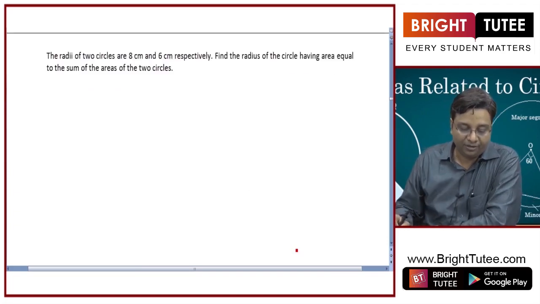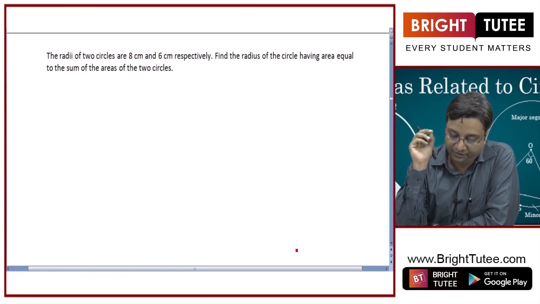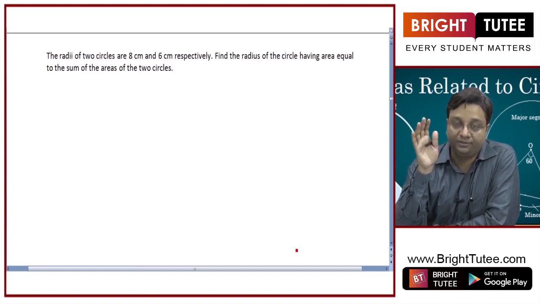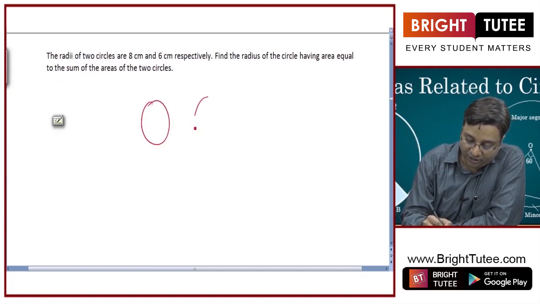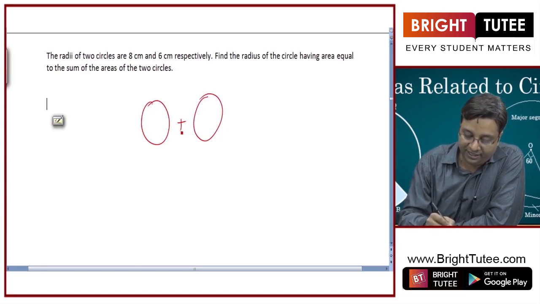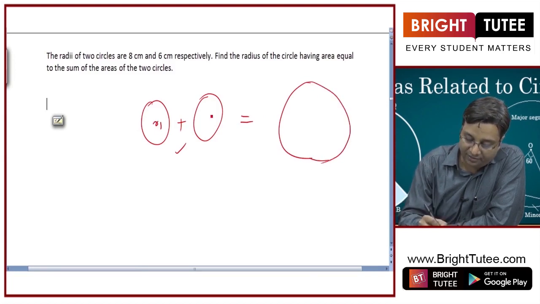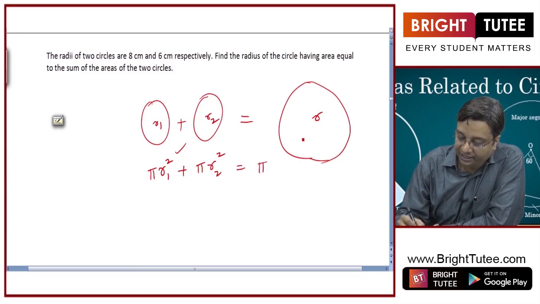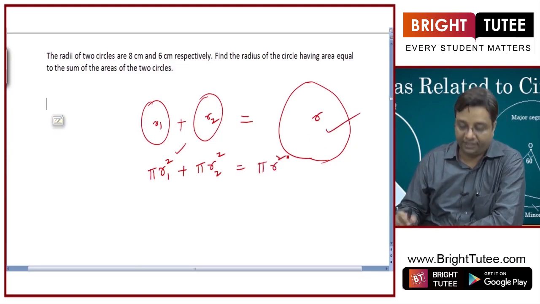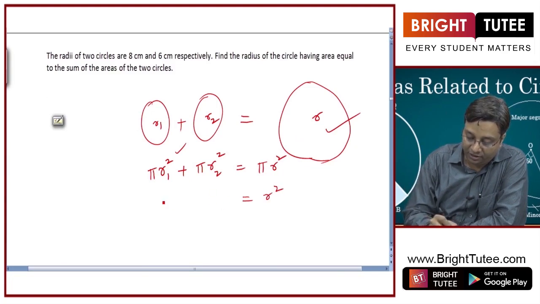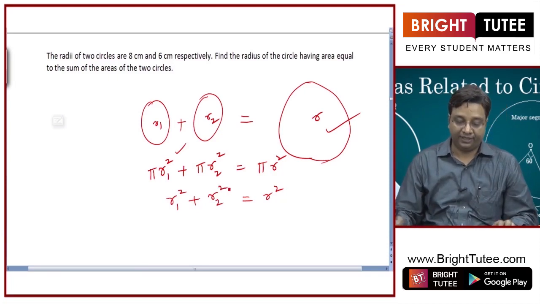Now in this case the radii of two circles are 8 centimeter and 6 centimeter respectively. Find the radius of the circle having area equal to the sum of areas of these two circles. This time there are two smaller circles, and if you add their areas, this is just symbolic, you will get a third circle. Let us say this is r1 radius circle, this is r2, and this is r. If you add the areas of these two circles, you will get the area of our required circle, right? So its radius square is equal to the sum of squares of radii of smaller circles.